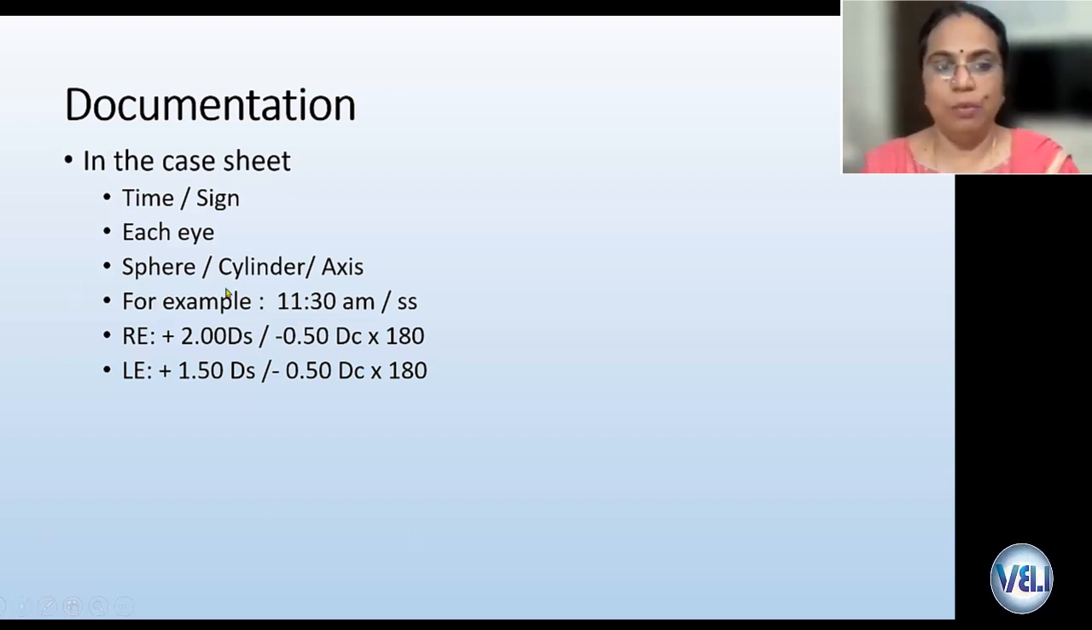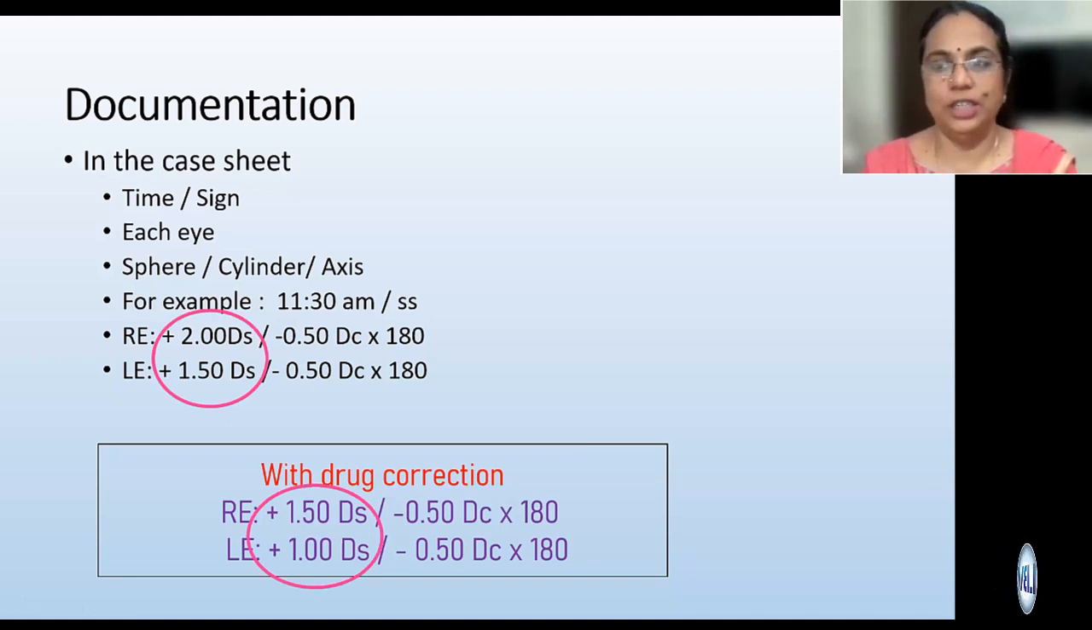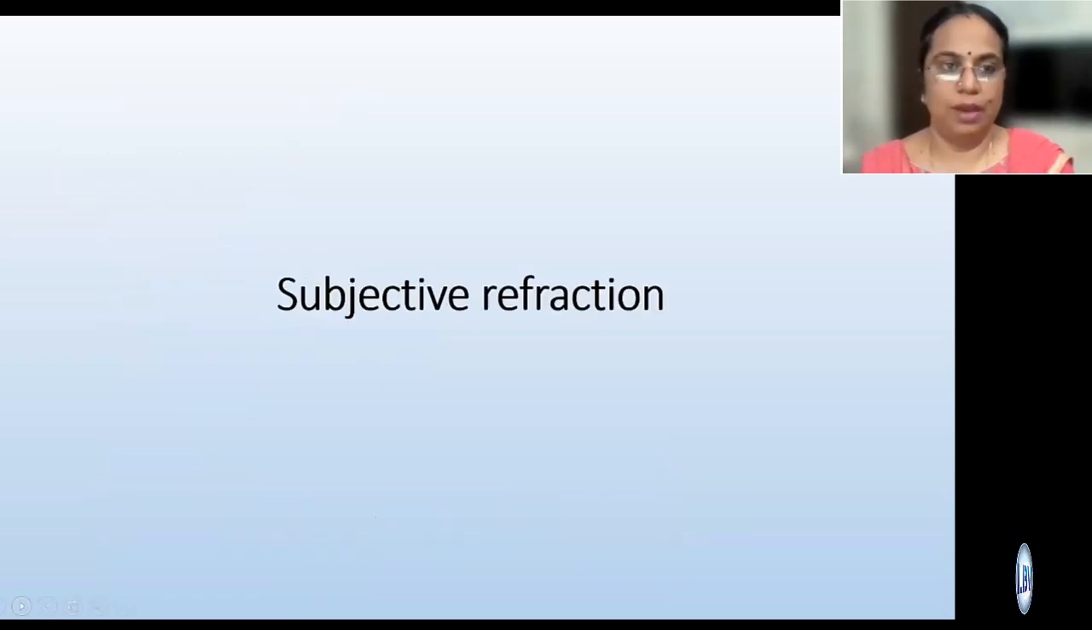So for example, I would mention something like this. Now, this is what I get as I do retinoscopy. But with the drug correction, say I'm using cyclopentolate, I use +0.5 as the drug correction. This is what my prescription would be as the wet refraction, okay? Only the sphere changes. You don't do any alteration in the cylinder. You just do this and you get on with it. So this is as far as objective refraction is concerned.